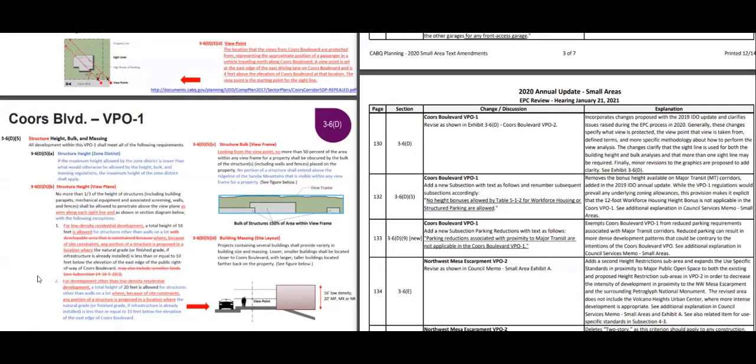Okay, continuing on, these are the regulations that apply those defined terms. The first one is structure height, bulk, and massing. All developments within the VPO shall meet all of the following requirements. 36D5A, structure height, zone district. If the maximum height allowed by the zone district is lower than what would otherwise be allowed by the height, bulk, and massing regulations, the maximum height of the zone district shall apply. So this text in blue, this is what we realized needed clarifications back in 2019, and we just had to hold on to this until we were able to notify all property owners.